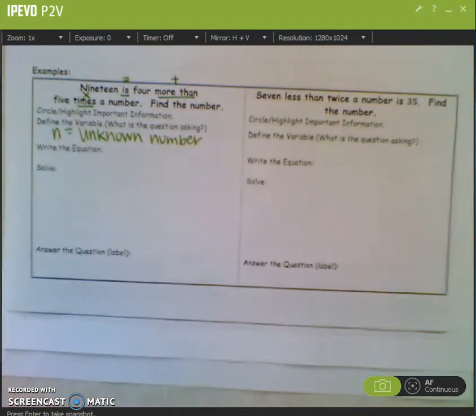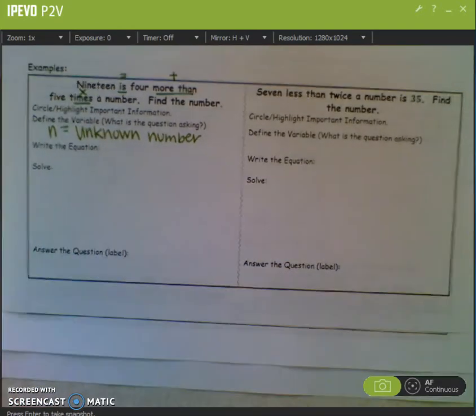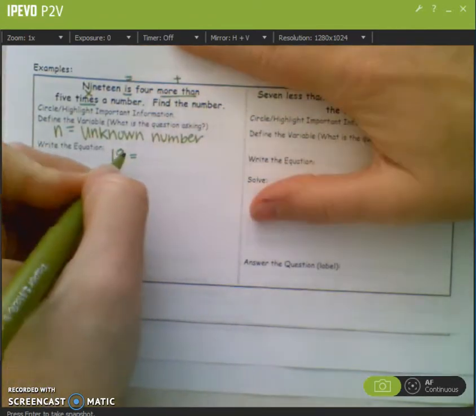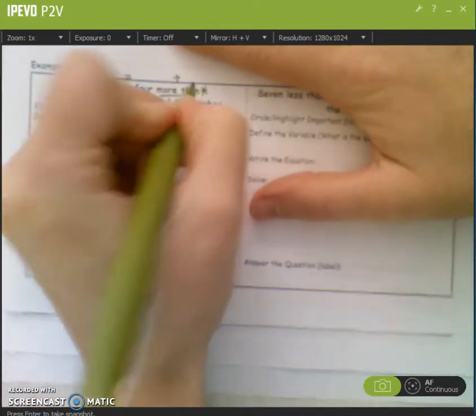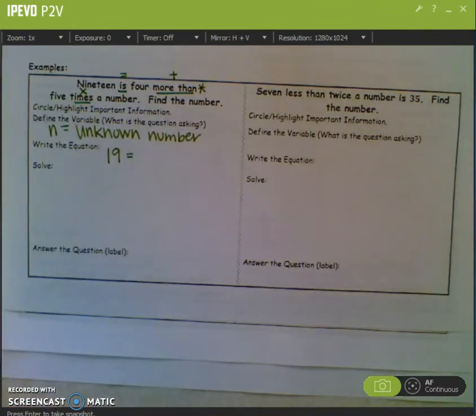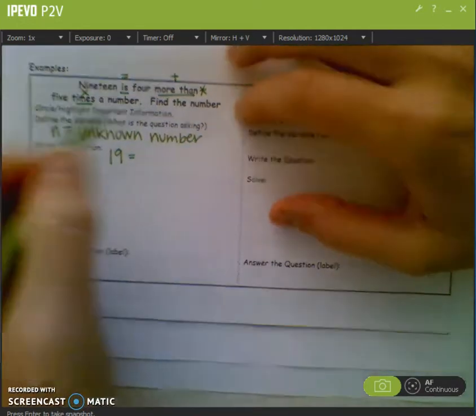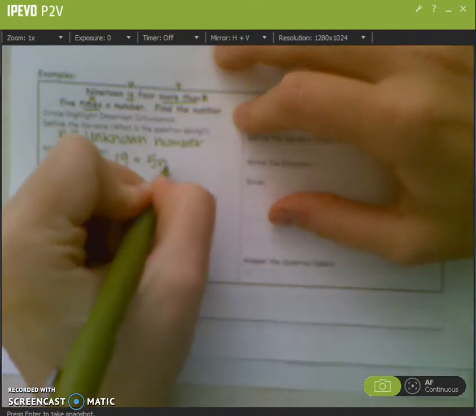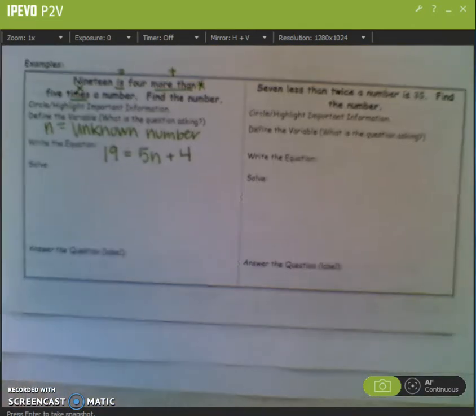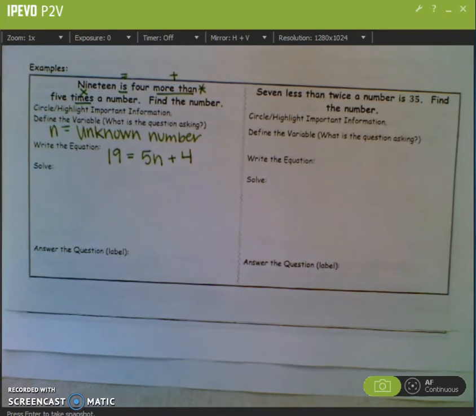And when I go to write my equation, I'm just going to use my words up here. 19 is means 19 equals 4 more than. More than is one of those starred words that we have to think about. We're adding 4 to an original amount. So the original amount here is 5 times the number, 5n, and then we're adding 4 to that, so plus 4 goes on the end. And order does really matter when we're writing these equations.